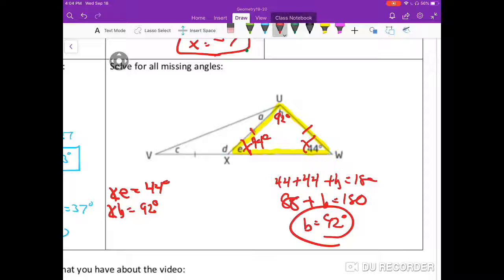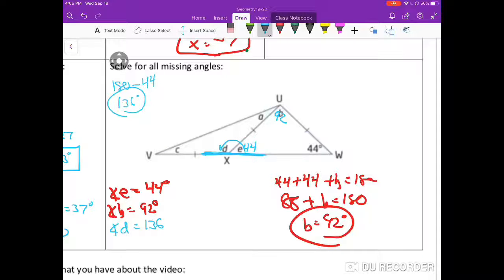Okay, next, what do I want to solve for next? The next thing that I would look at probably is angle D. Let me erase some of this first so we can make it a little clearer. So this is 92, this is 44. I know angle D and angle E make up a linear pair. So if I do 180 minus 44, I know the measure of angle D is equal to 136. All right, and that's important. So this is 136, and that's angle D.